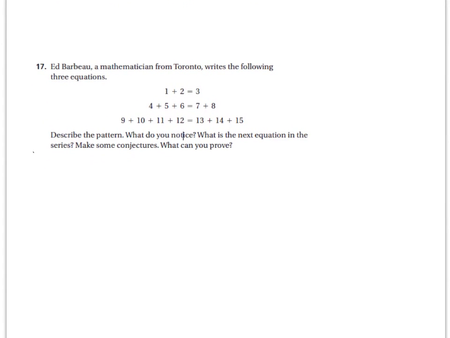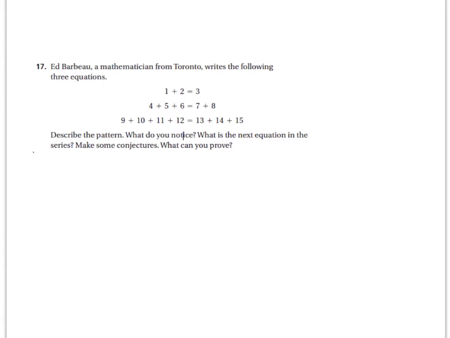Number 17. Ed Barbeau, a mathematician from Toronto, writes the following three equations. 1 plus 2 equals 3, 4 plus 5 plus 6 equals 7 plus 8, 9 plus 10 plus 11 plus 12 equals 13 plus 14 plus 15. Wow. Describe the pattern. What do you notice? What's the next equation in the series? Make some conjectures. What can you prove?